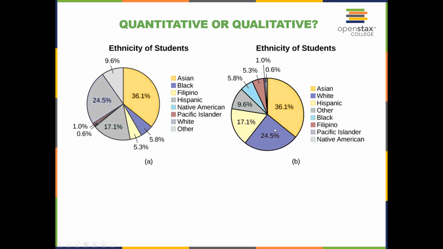Here we have the ethnicity of students represented in a pie chart. I thought we couldn't do that. Well, now we can because we're providing a category called Other to account for the missing students that did not respond to any of these or did not choose any of these categories.